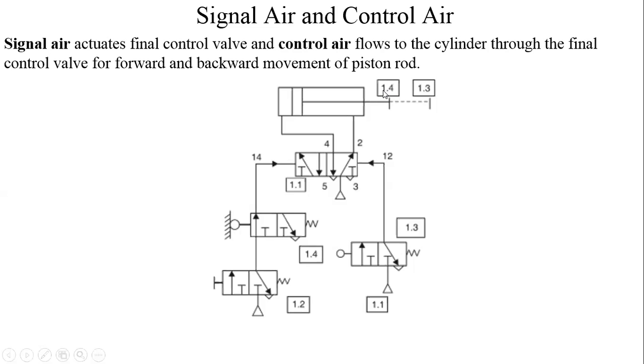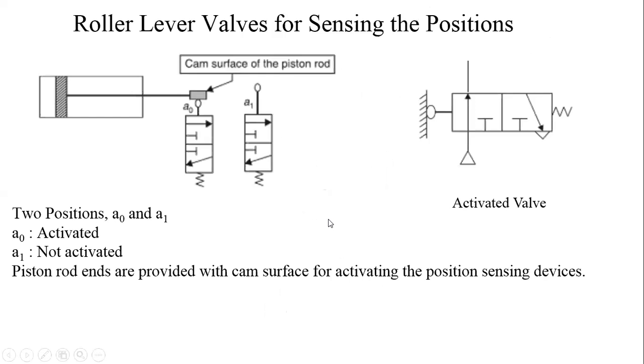If this valve positioned over here is activated, then extension will start. If this lever valve is positioned here along the path of movement of the piston and piston rod, this lever valve will be actuated, and accordingly the signal will be given for forward and backward movement of the piston rod. Now to begin the extension, to end the extension, to begin the retraction, to end the retraction, all these positions will be sensed by these control valves.